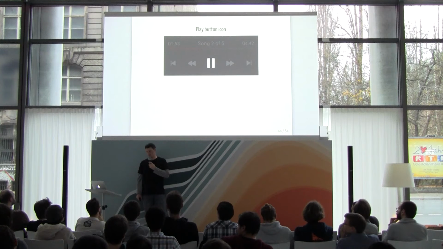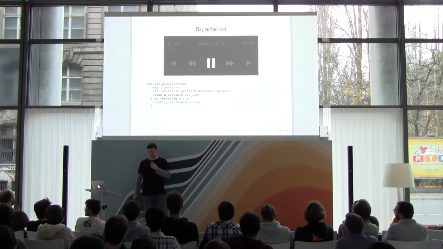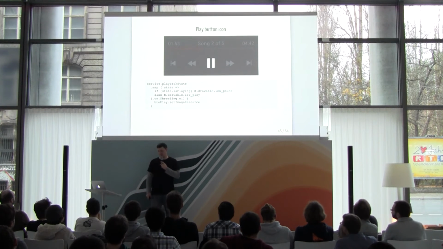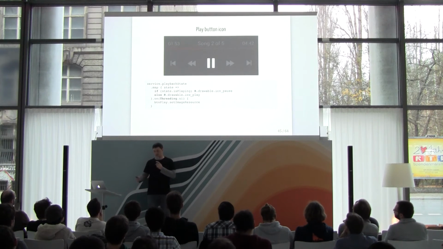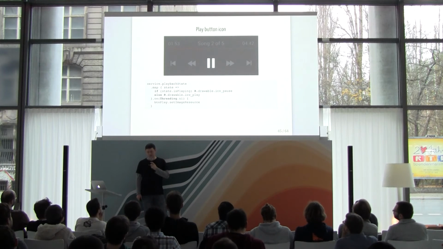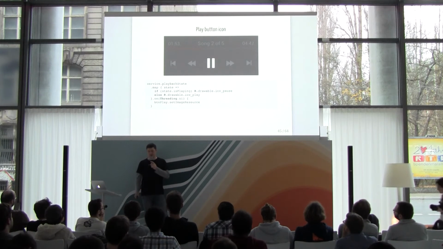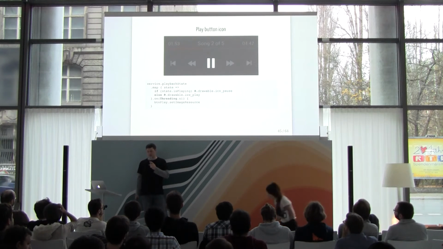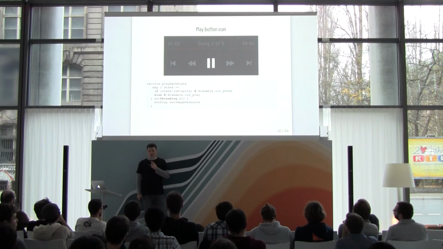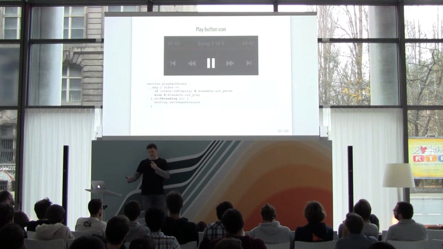We have disabling. We can handle the icon for a play button. That's pretty obvious. We just take a signal for playback state. If the state is playing, then we will use pause icon. If the state was not playing, then we use play icon and bind this icon to set image resource on the button.